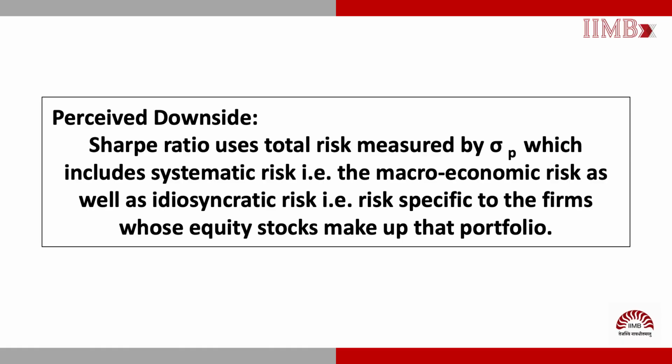The perceived downside to the Sharpe ratio is that it uses total risk measured by sigma P, which includes systematic risk, i.e. the macroeconomic risk, as well as idiosyncratic risk, that is risk specific to the firms whose equity stocks make up that portfolio. And to overcome that shortcoming, we look at Treynor ratio.